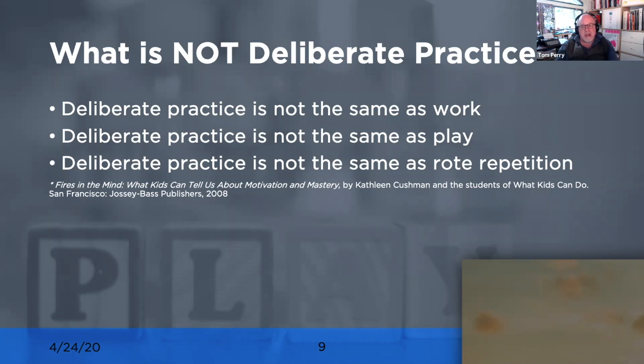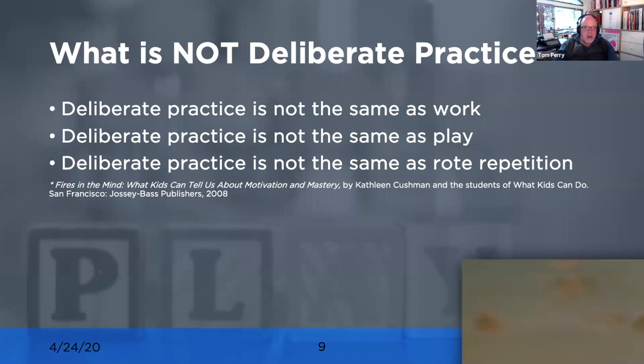And deliberate practice is not the same as rote repetition. So, for instance, memorization, I often do through some form of rote repetition. That's not deliberate practice. Deliberate practice involves really straining to achieve something new and frankly failing an awful lot. So that's deliberate practice as Gladwell was talking about it and as Anders Ericsson was talking about it.